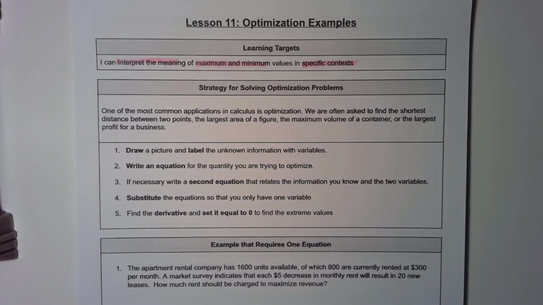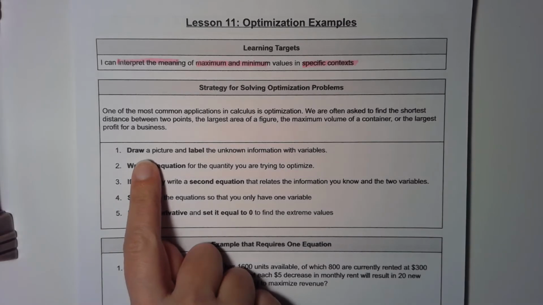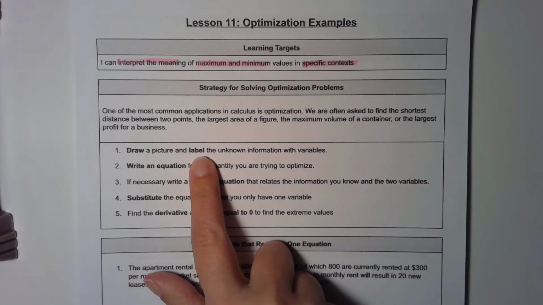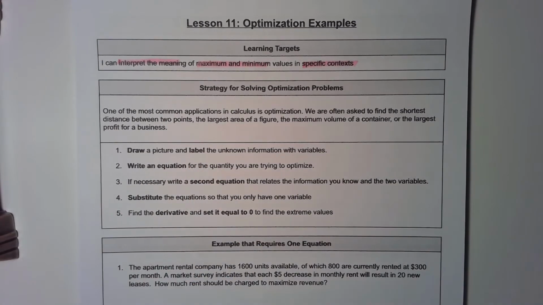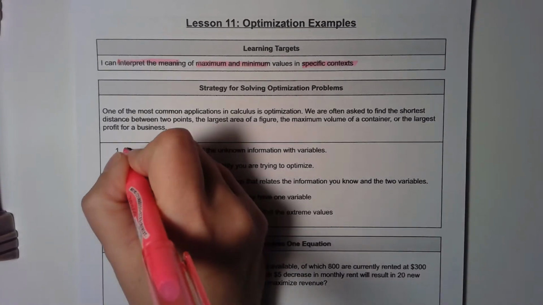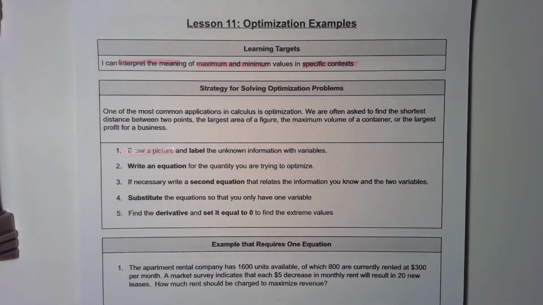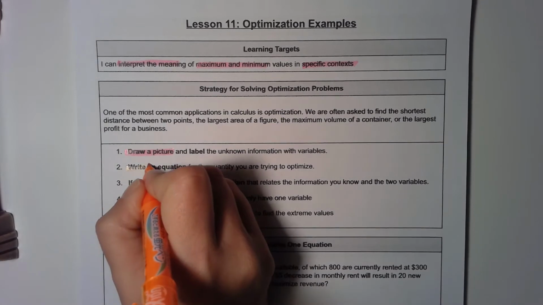The procedure is going to be this. First, we're going to draw a picture and label the unknown information with variables. It is very important that you draw a picture when possible because it's going to help you visualize how all of the different parts of the problem fit together, how all the different variables connect. Then we're going to write an equation for the quantity that you're trying to optimize.